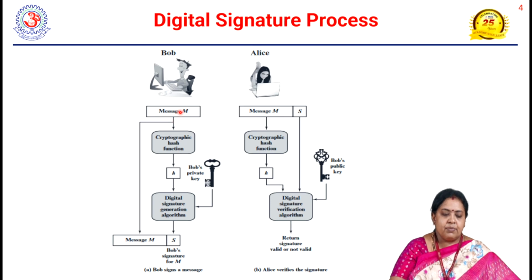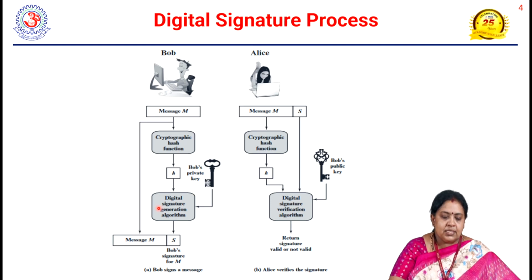First this message will be sent to a cryptographic hash function. Most probably we are using SHA-512. By sending this message to the hash function, it produces the hash code, which is the output of this hash function. This hash code is given to the algorithm that we call the digital signature generation algorithm. And the digital signature generation algorithm is going to generate a value that we call the sign. To this sign the original message will be appended, and that will be sent to the receiver.